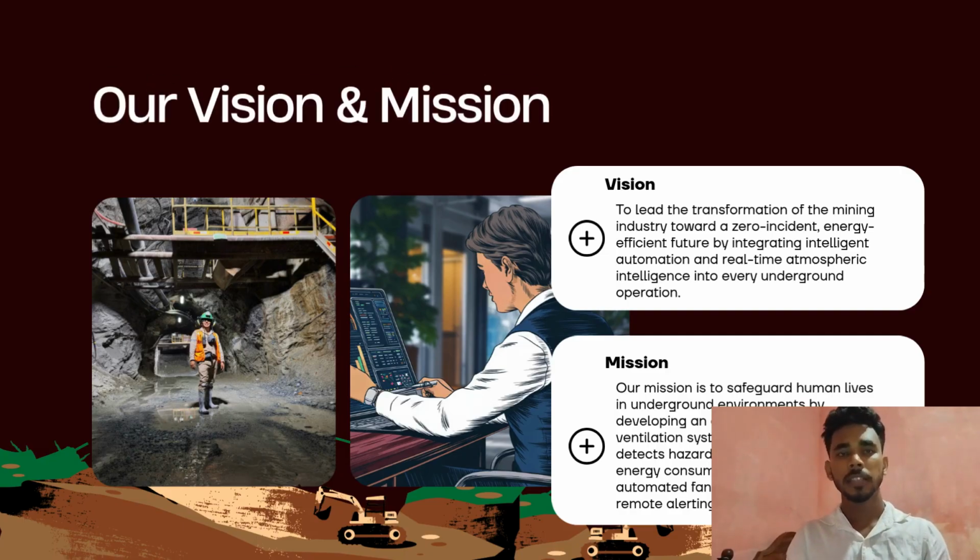Our system has three main parts. First is the sensor part, sensors that check gas, temperature and humidity. Second is the communication part. It sends data to a computer using internet protocols. Third is the control part. It turns fans and doors on and off automatically.